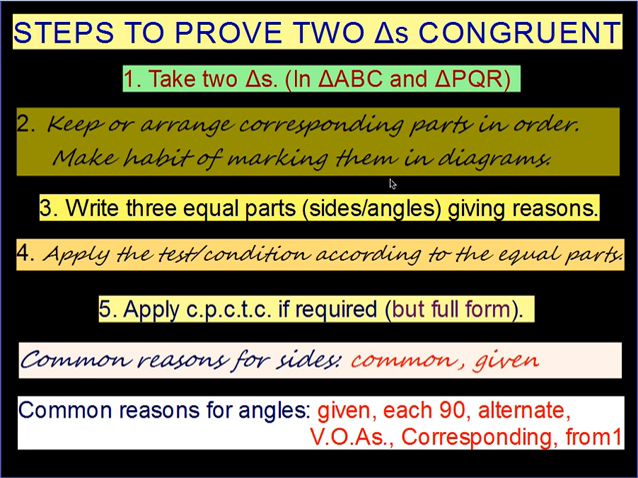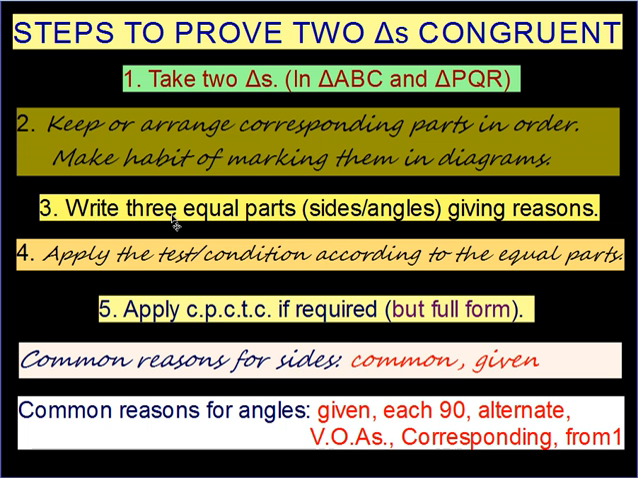So you will not be confused. Make a habit of marking in the diagram which parts are congruent. It gives you the idea of the test also, which test will be used, or which axiom, or which condition will be used. And then your third step is to write 3 equal parts. Minimum 3 equal parts are required, or you can say only 3 parts are required.